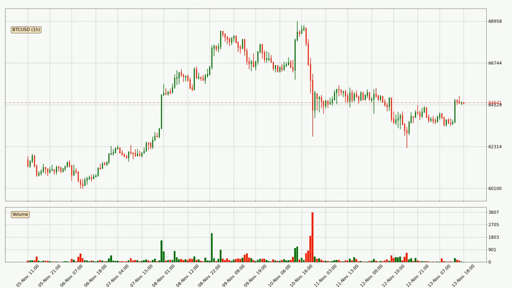Looking at the Bitcoin hourly time frame, the price moved only slightly to the upside, with around 1.2% in the last 24 hours, with a current price of $64,641.